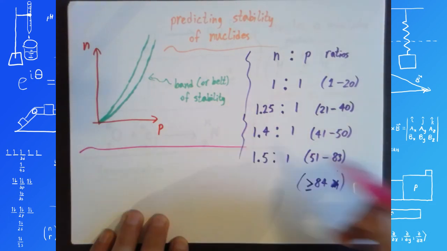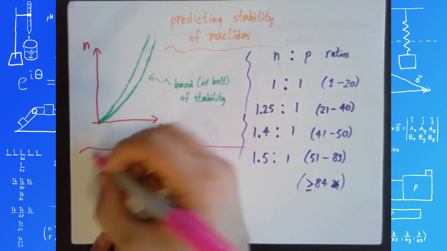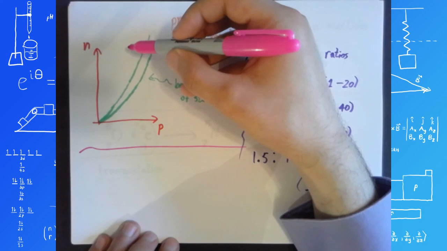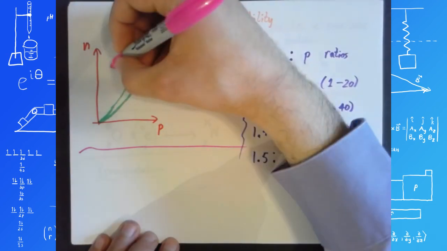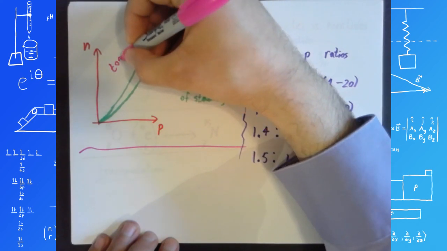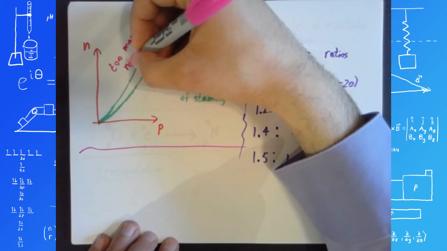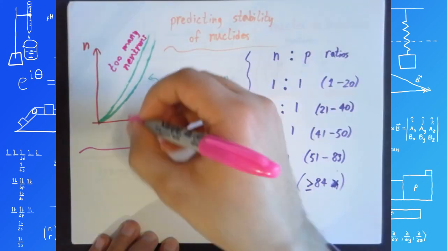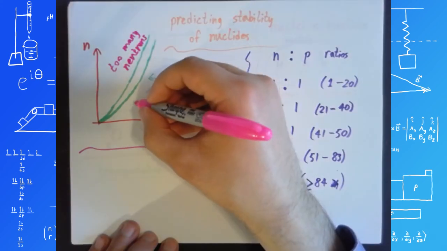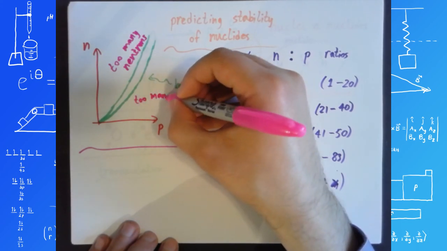Where was I? Right, so what if I have too many neutrons? So if I'm, let's see, too many neutrons and too few protons would mean you're above the belt of stability. So here, too many neutrons, and if you're below the belt of stability, then that's going to be too many protons.